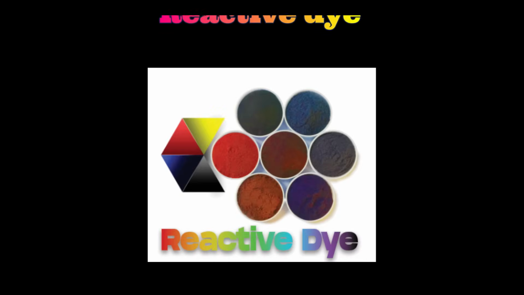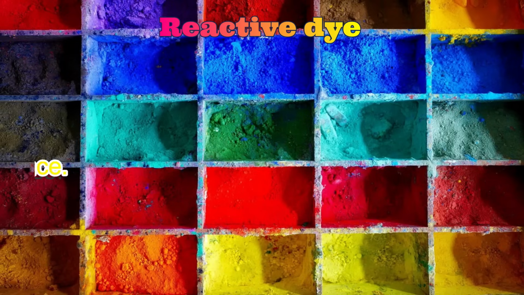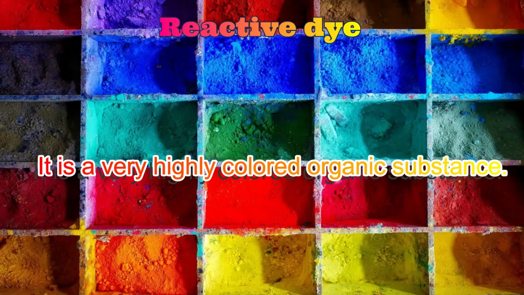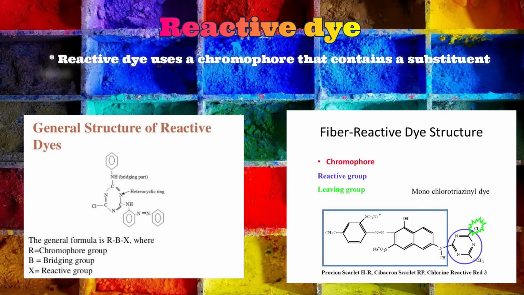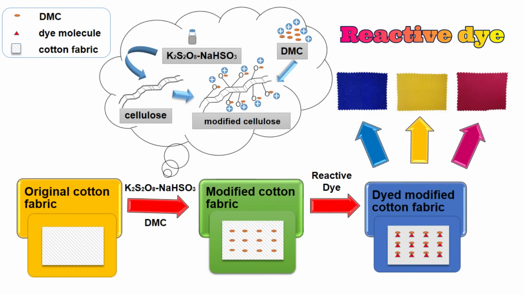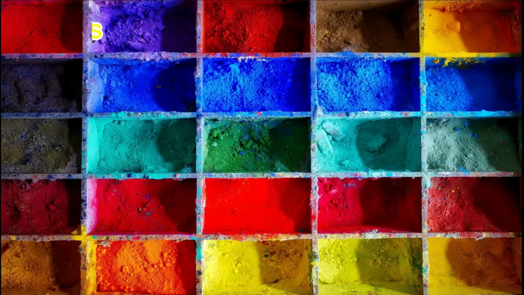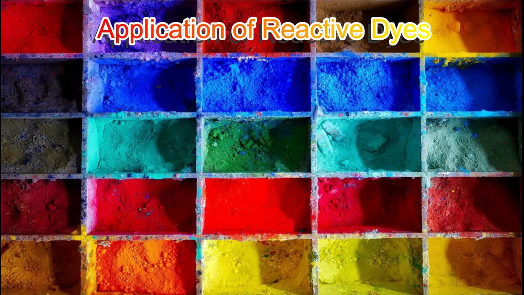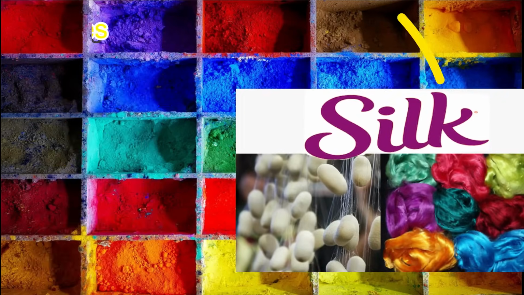Reactive dye. Reactive dye is a common dye in the garments and textile industry. Normally, it is a very highly colored organic substance. Reactive dye uses a chromophore that contains a substituent that is quite capable of a direct reaction with a fiber substrate. The dye forms a chemical link with the fiber. It has very good fastness properties. Normally, reactive dyes apply in cotton, linen, viscose, wool, and silk.